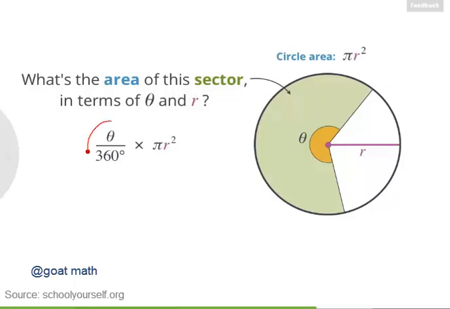So remember, you want to figure out what fraction of the circle the sector represents and then multiply that by the total area of the circle.